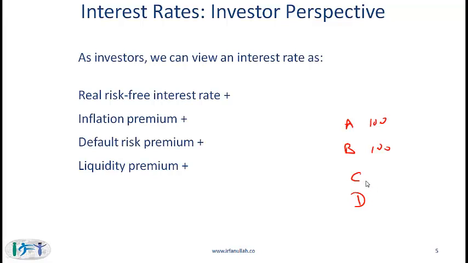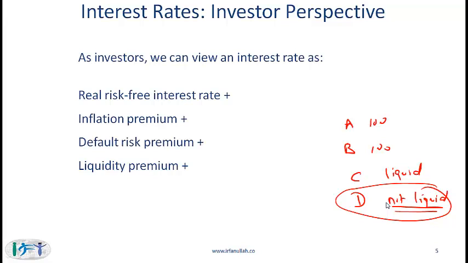The only difference is that investment C is liquid, extremely liquid, whereas investment D is not that liquid. Clearly, as an investor, we will demand a higher return on D because it is not liquid. That additional return that we demand is called the liquidity premium. And finally, we have maturity premium.